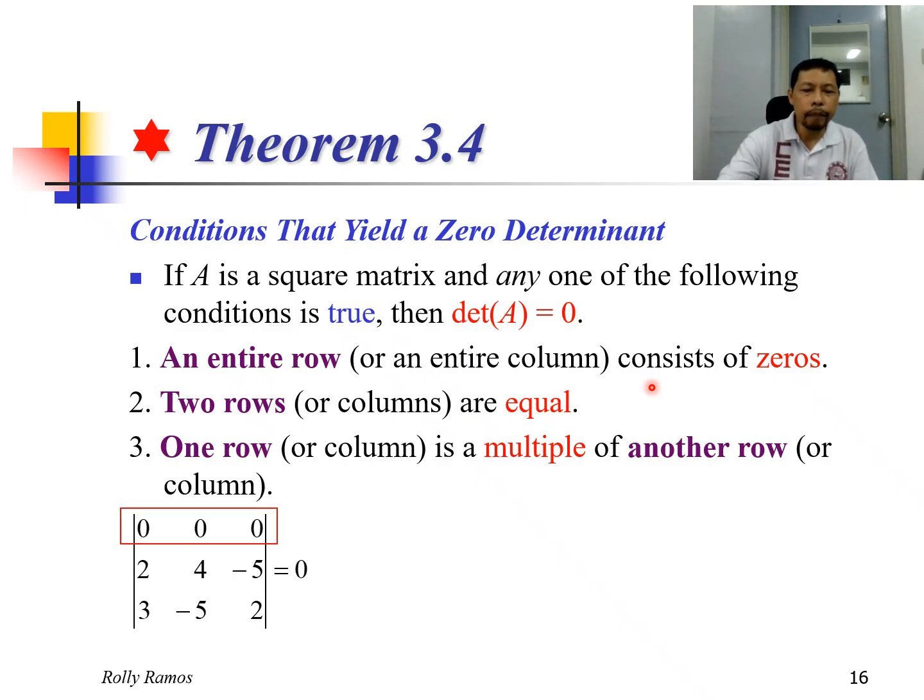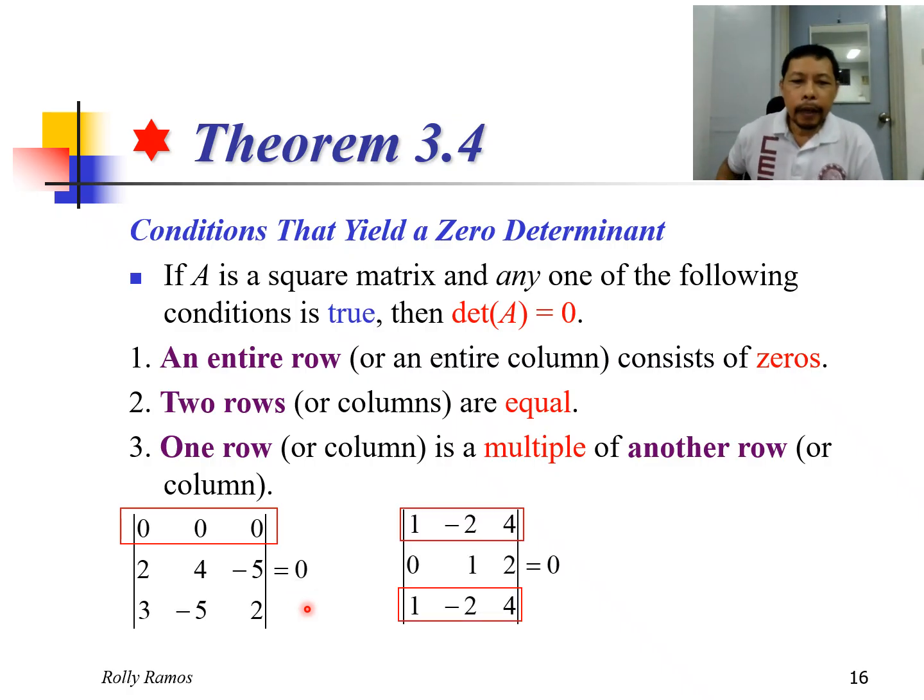Okay, let's have some illustrations. This is a matrix wherein one of its rows, row 1, consists entirely of zeros. Then there is no need to compute. Automatically, the determinant of this matrix is equal to 0 according to this theorem. But if you try to compute that using cofactor expansion, we'll find out that it is actually equal to 0.